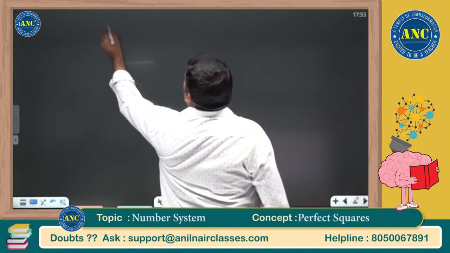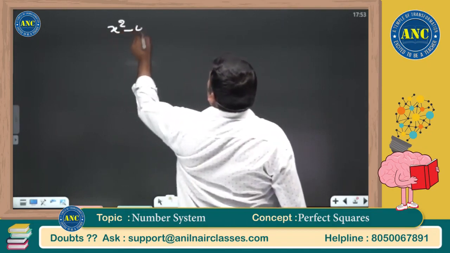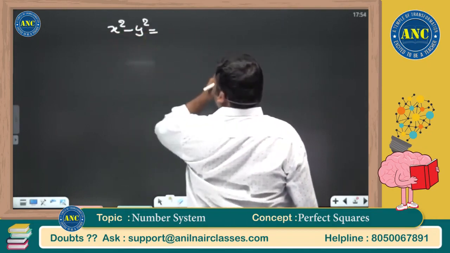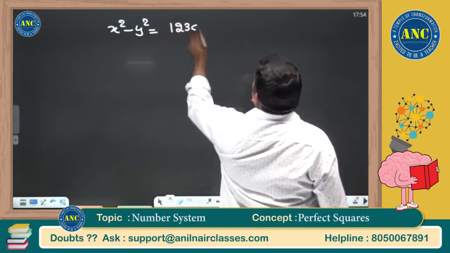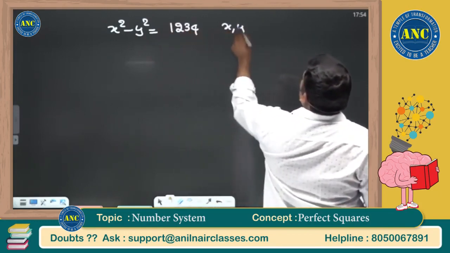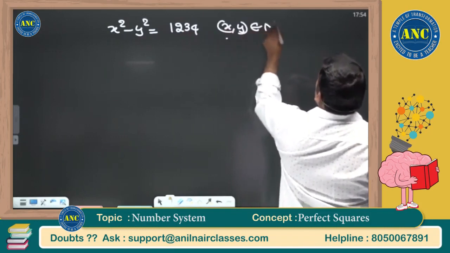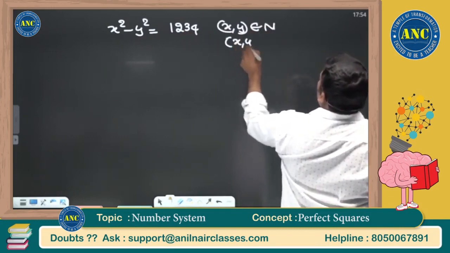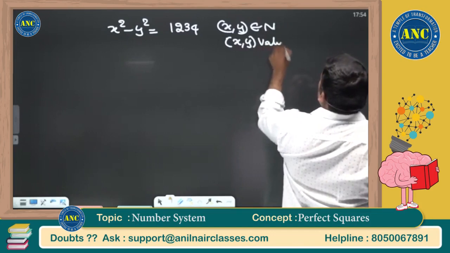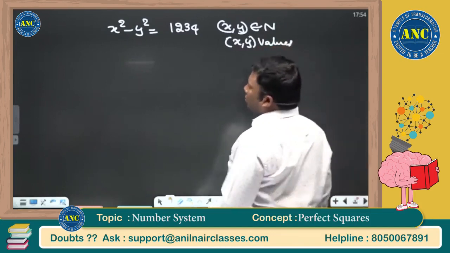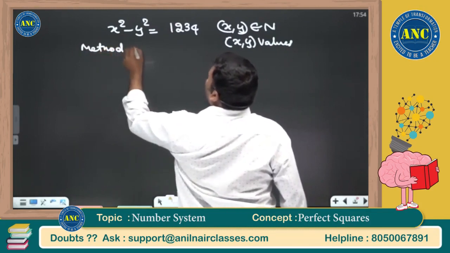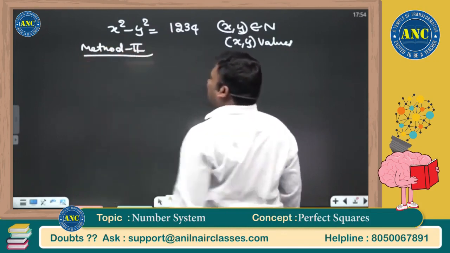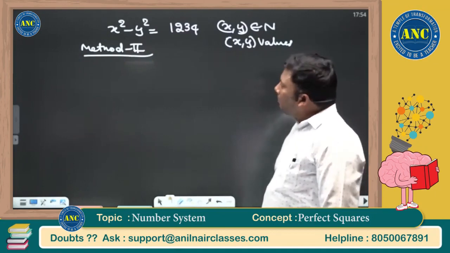Now, one important thing, please write down, sir. x square minus y square equivalent to 1, 2, 3, 4. x, y are natural numbers. How many values will x, y take? Already we solved this question. Method 2. I am more interested in method 2 because in tomorrow's morning class, we will discuss some problems.